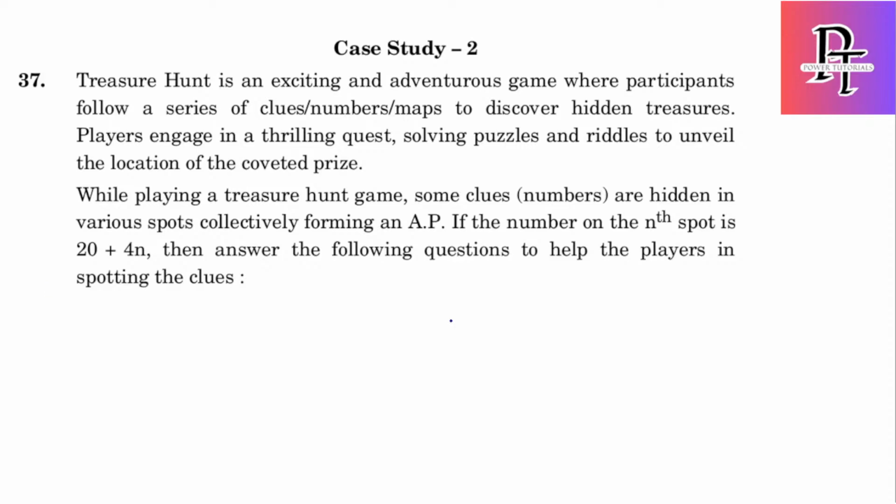While playing a treasure hunt game, some clues, numbers are hidden in various spots, collectively forming an AP. AP is arithmetic progression. If the numbers on the nth spot is 20 plus 4n, then answer the following questions to help the players in spotting the clues. Okay. So one condition which you got is nth term is 20 plus 4n. Nth term form is an. An is equal to a plus n minus 1 into d. So this I have mentioned it as 20 plus 4n.